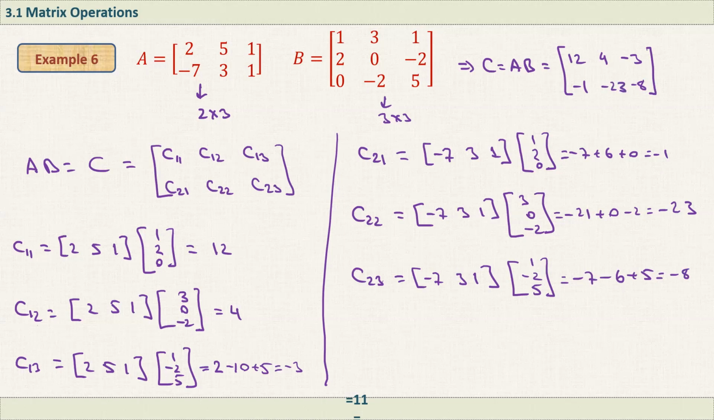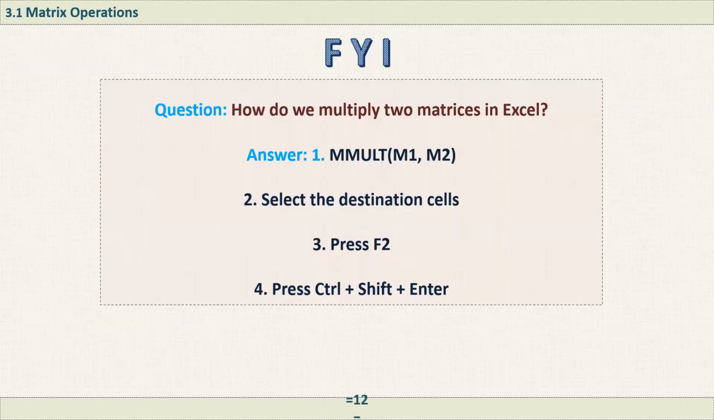Okay, and that's how we multiply. That is how we should understand the definition. And just for your information, how do we multiply two matrices in Excel? Of course, we should know, first, is the product defined or not? Number two, you have to select the destination cells. Then press F2, press Control plus Shift and Enter together, and we can multiply.